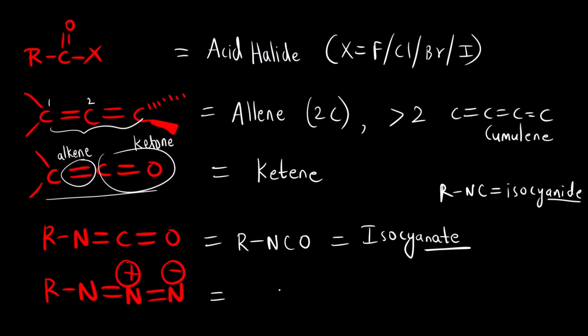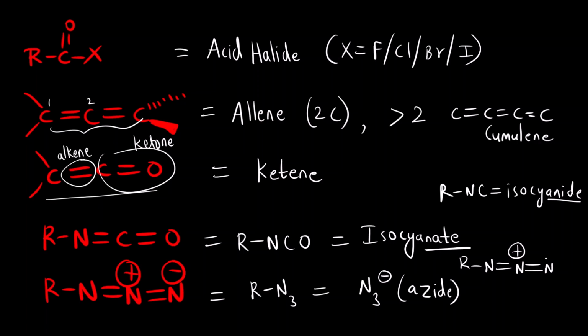And this is the last one that we are discussing in this video. This is sometimes written as RN3. This is an azide functional group. N3 minus, this is an azide functional group. If I want to write down the structure of azide, it will be RN double bond N positive double bond N, with 3 lone pairs, negative.